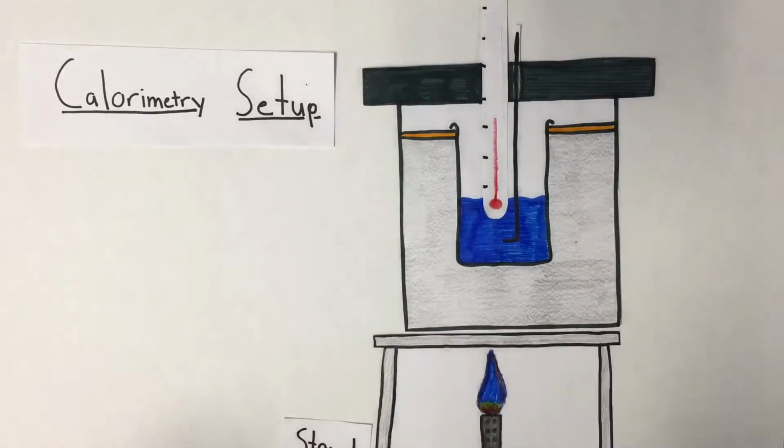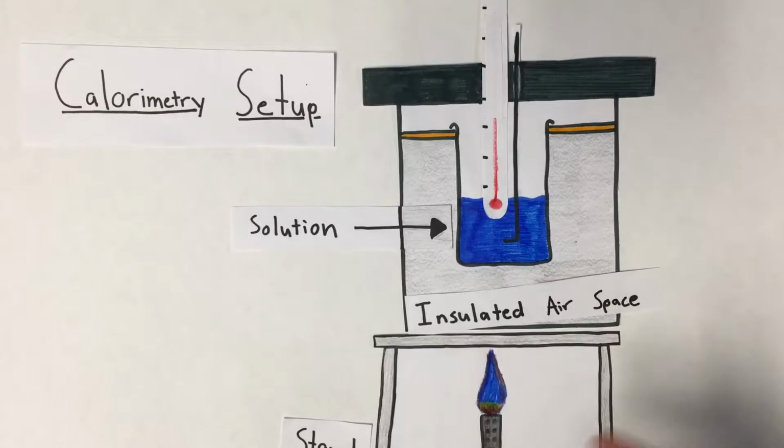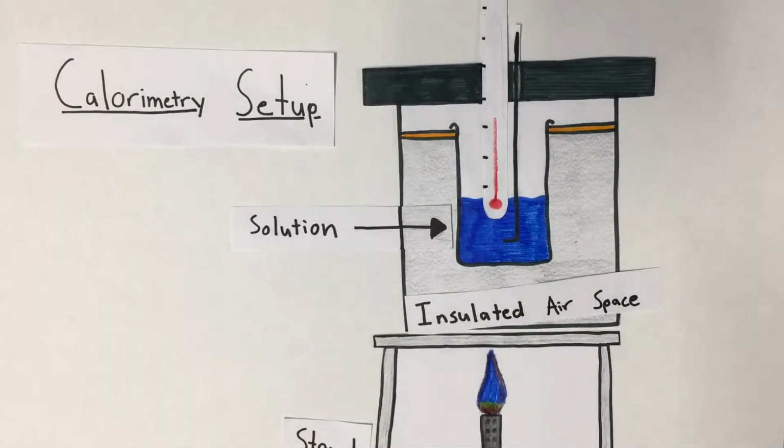In a basic one, you're going to have your solution set up in the middle of the entire thing, surrounded by an insulated airspace. This insulated airspace is used to sort of save the amount of heat that would go to any other source other than the solution. And it would also maximize the heat that goes to your solution.